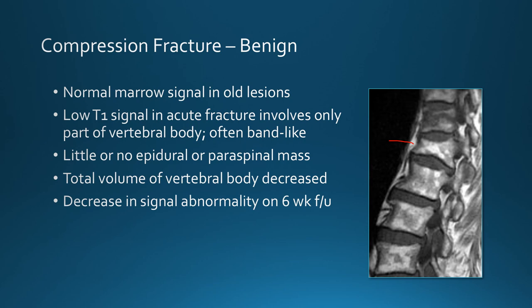In an acute benign compression fracture, usually the T1 hypointense signal only involves part of the vertebra, usually in a linear or band-like configuration. We generally see little or no epidural or paraspinal mass, and the total volume of the vertebral body is decreased. It's an osteoporotic vertebra, it's not filled with tumor. So the total volume of the vertebra is diminished so that when it compresses, it does not squeeze out into the epidural space. If you're not sure, get a follow-up in 6 weeks and the signal abnormality will be less pronounced.